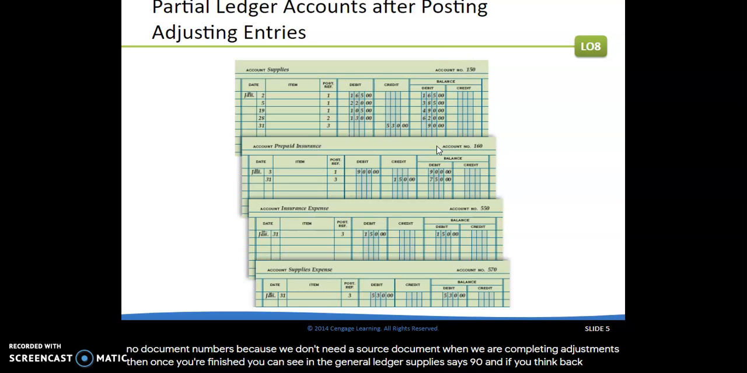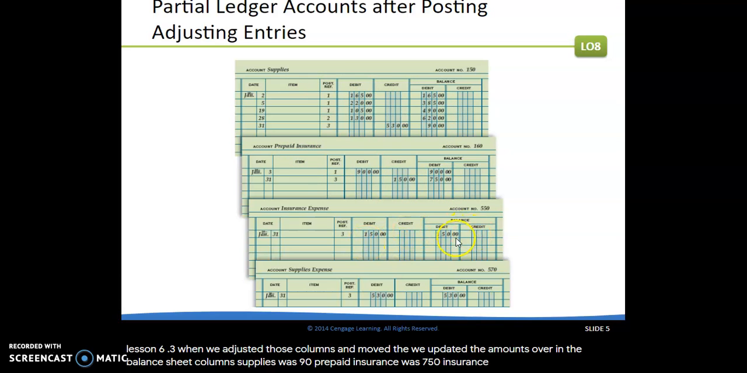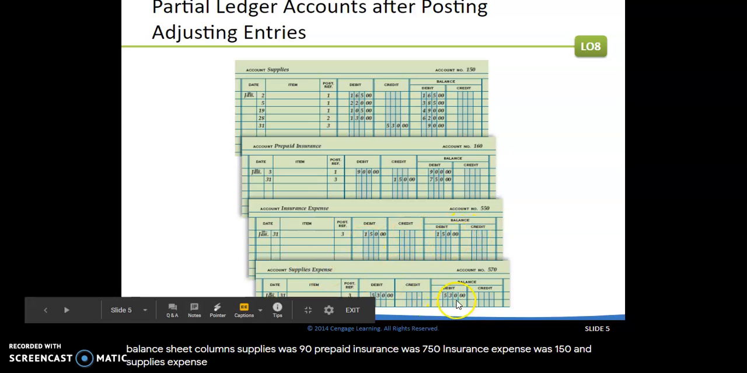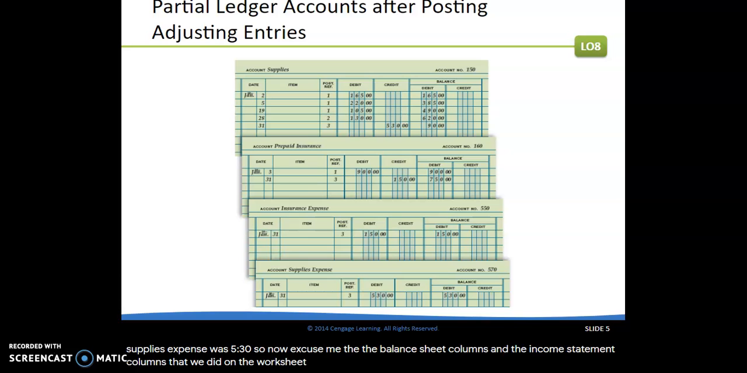And if you think back to lesson 6.3, when we adjusted those columns and we updated the amounts over in the balance sheet columns, supplies was 90. Prepaid insurance was $750. Insurance expense was $150, and supplies expense was $530. So now the balance sheet columns and the income statement columns that we did on the worksheet are now reflected in our general ledger as well.